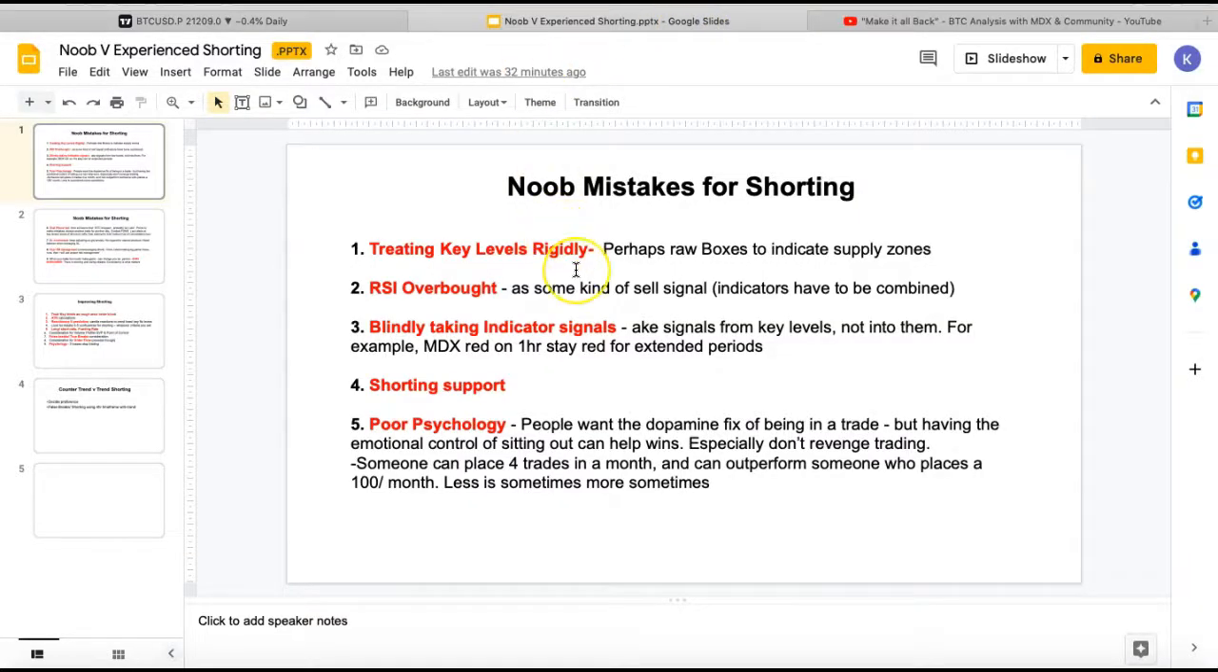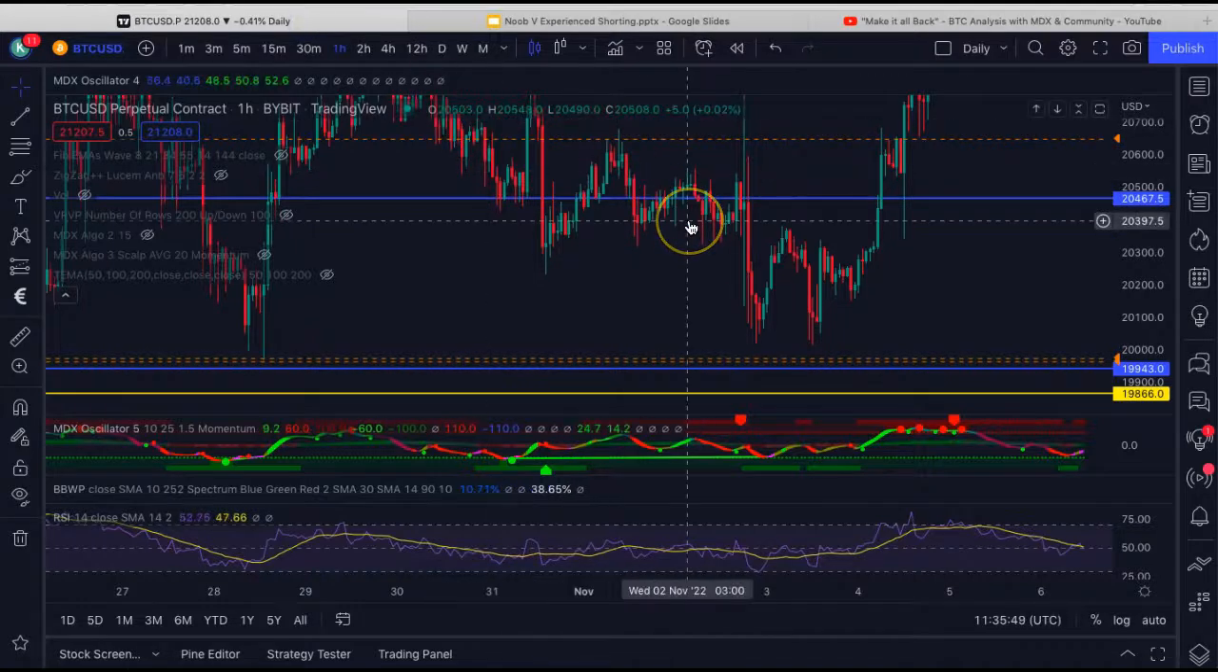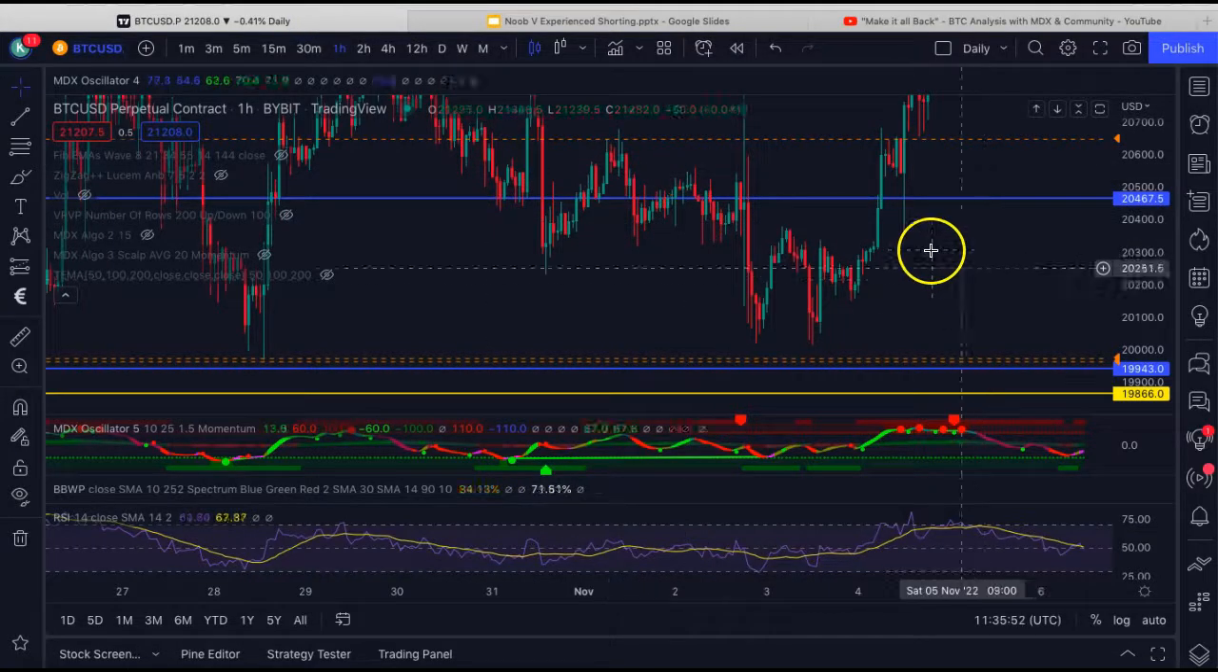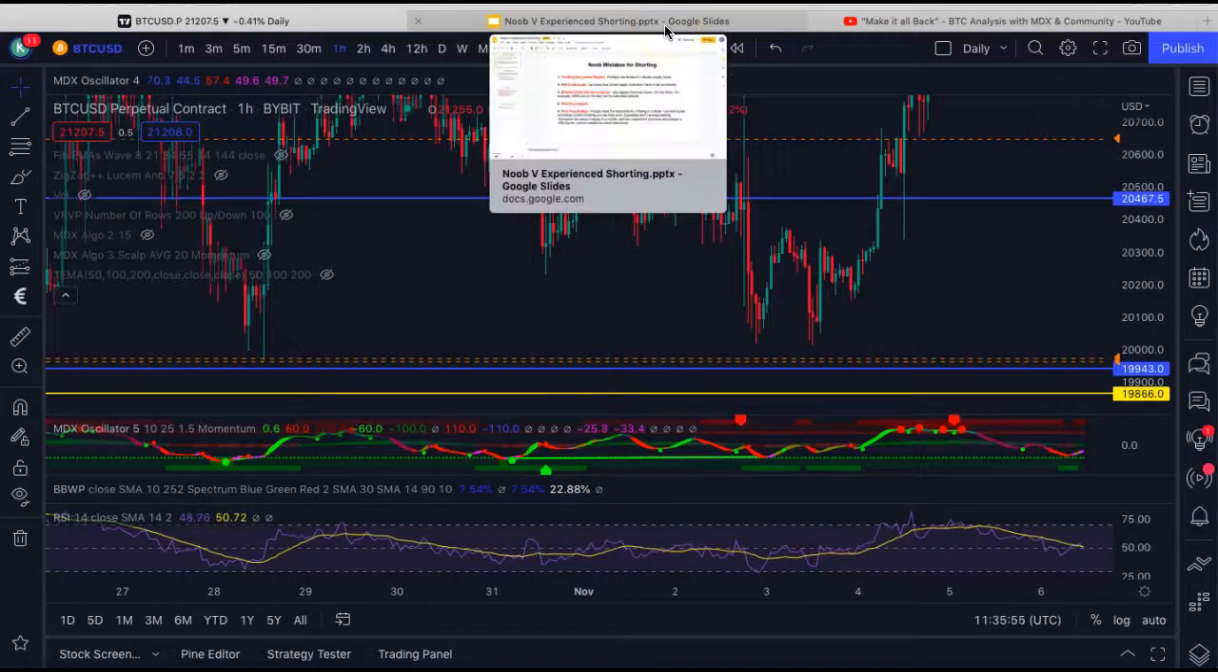And the next point I want to talk about is poor psychology. People constantly want the dopamine of being in a trade. And sometimes we have to have that emotional control of sitting out trades, just to help our psychology. Sometimes we lose a trade and we want a revenge trade to compensate. But what I've learned is that someone can place 4 trades in a month and definitely outperform someone that places like 100 trades in a month. Sometimes less is more. Sometimes it's more about taking those high probability setups, and you can actually yield a lot more. Because we're always taught that you have to work hard for money. You have to work hard for results. But trading is a bit different. You have to work smart, not necessarily work hard.